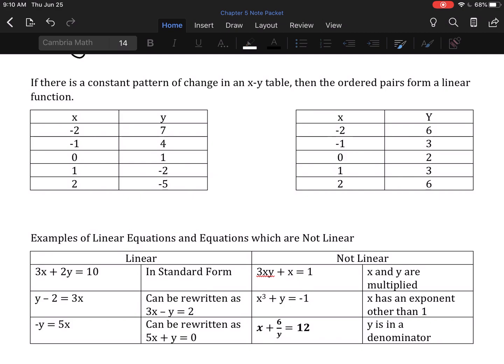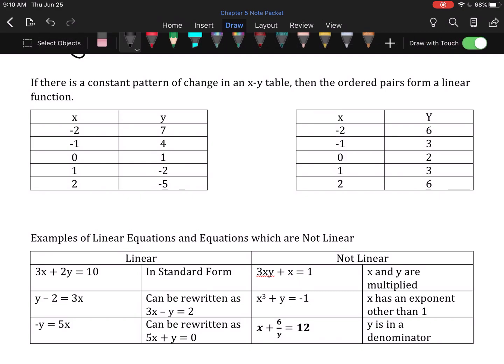So what happens if I give you a table? It says here, if there's a constant pattern of change, then the ordered pairs form a linear function. So let me show you what that looks like. From -2 to -1 is +1. From -1 to 0 is +1. From 0 to 1 is +1. From 1 to 2 is +1. Those are all +1, that's the same. This side is good. On the y's, from 7 to 4 is -3. From 4 to 1 is -3. From 1 to -2 is -3. And from -2 to -5 is -3. This side is all the same.